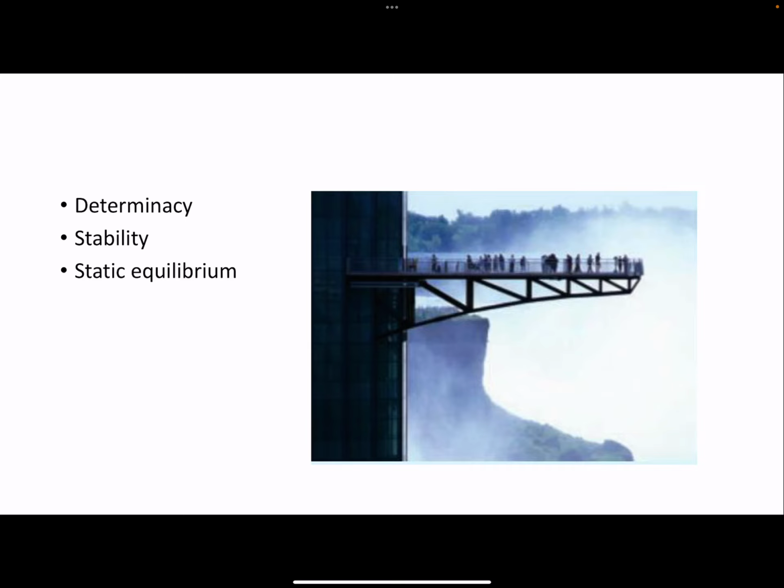All right, so basic analysis concepts that you're going to be focusing on a lot in this class are determinacy, stability, and static equilibrium. Static equilibrium, for sure, you're already familiar with, right? That was introduced in statics, and you revisited it in mechanics. Determinacy and stability, we're going to talk more about that in this class. So first we'll recap static equilibrium, and then we'll go back and look at determinacy and stability.